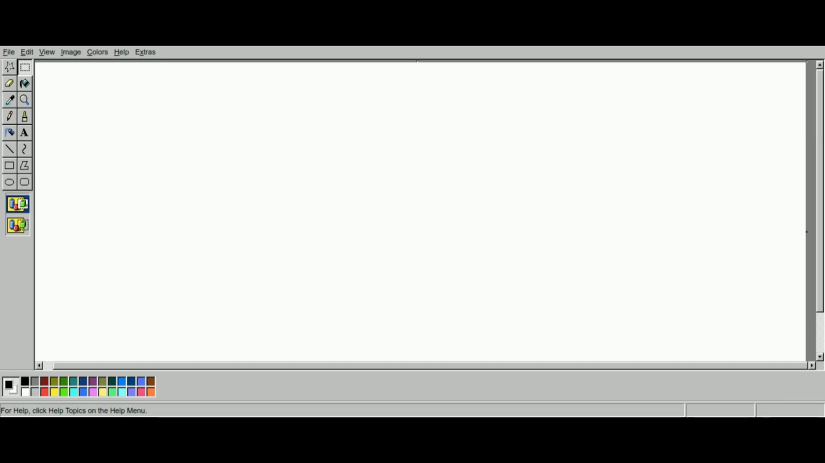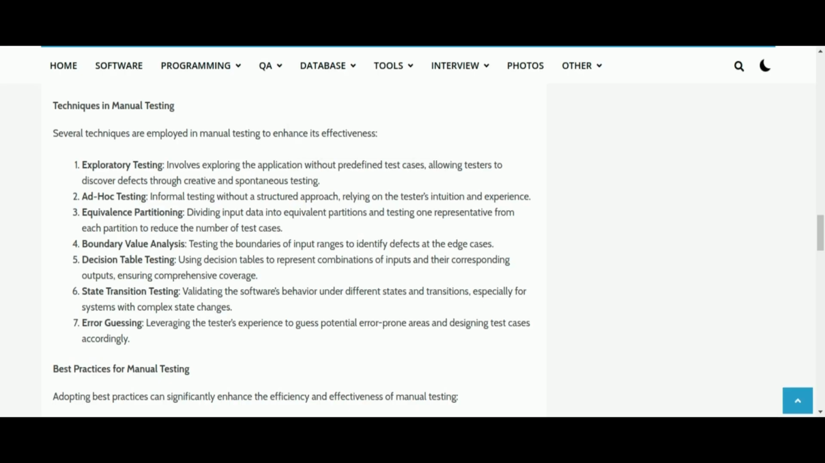Next. What is the definition of exploratory testing? It involves exploring the application without predefined test cases, allowing testers to discover defects through creative and spontaneous testing. Okay. Next, ad hoc testing.